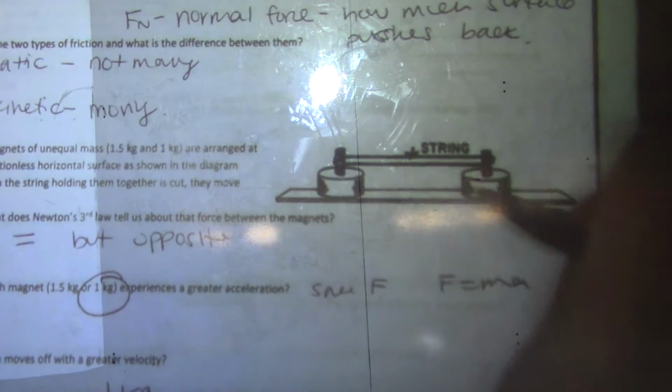The one that will move off with a greater velocity will also be the 1 kilogram because, again, it has that smaller mass. You can think about that in terms of the acceleration, right? More acceleration will go off with a faster velocity. Or you can think about it in terms of the momentum, which I'll explain once I've answered this.